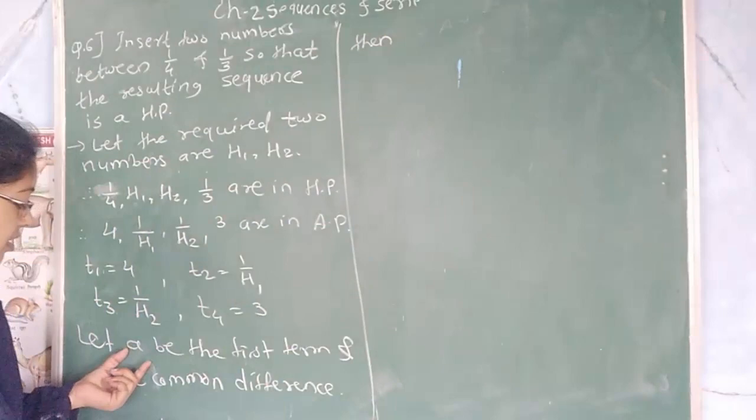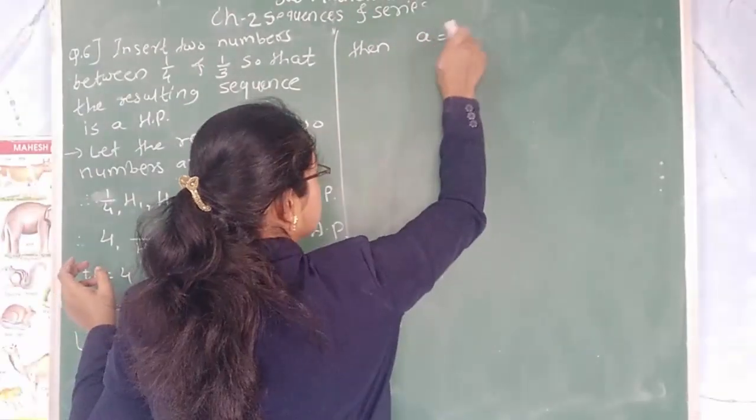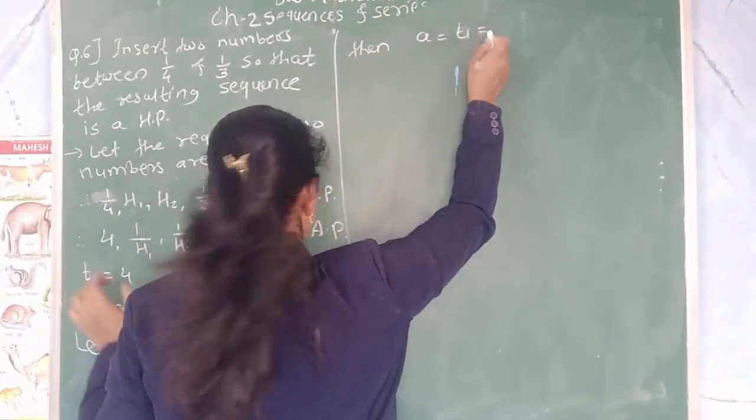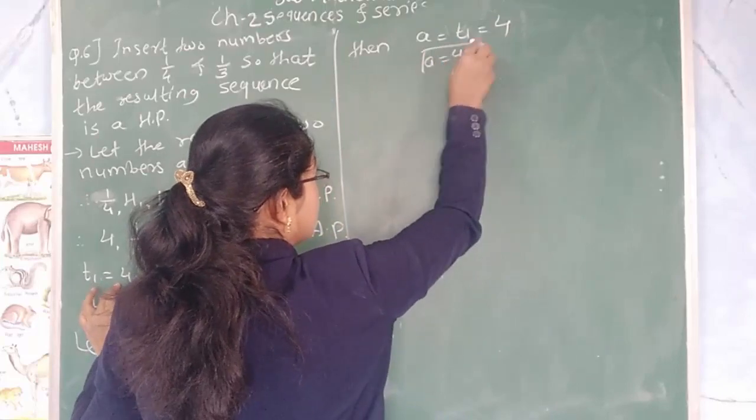The first term T1 is A. So A is equal to the first term. A means the first term is equal to T1. So the first term is 4, and we get the value of A as 4.